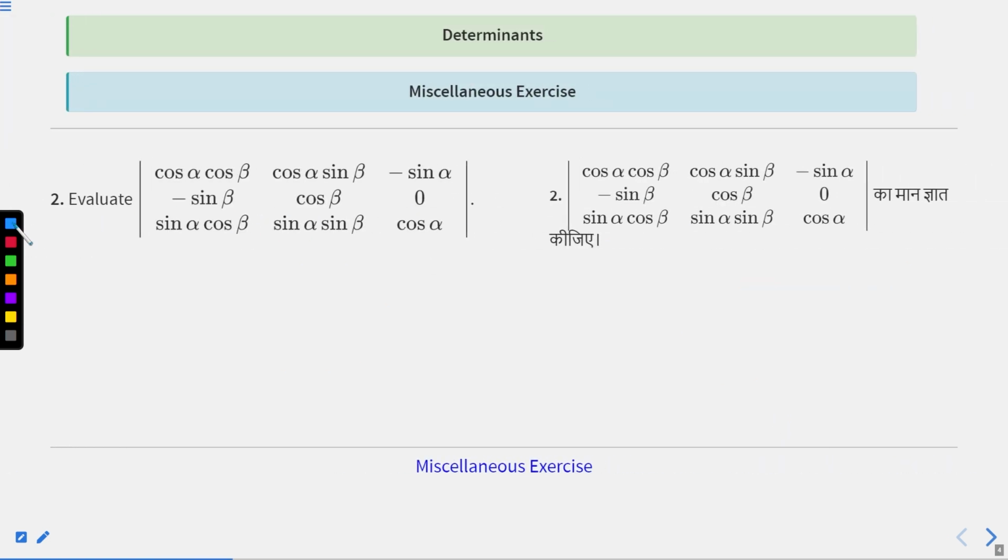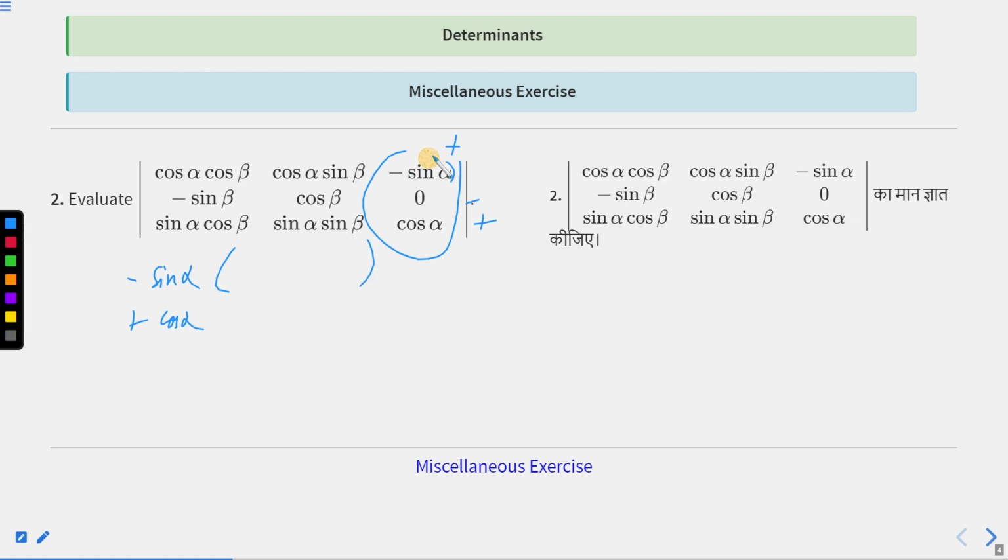Now here, as you can see, what is happening? I'll be expanding along this column. Why? Because it has a 0. The sign for this position, which is 1 3, means 1 plus 3 will be even. So the signs are plus minus plus. This means minus sin alpha, and the 0 will vanish, plus minus plus, so this will be plus cos alpha.